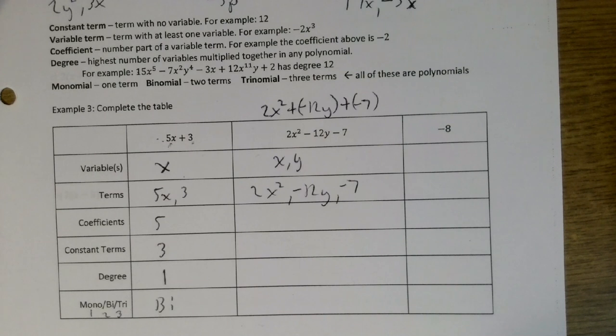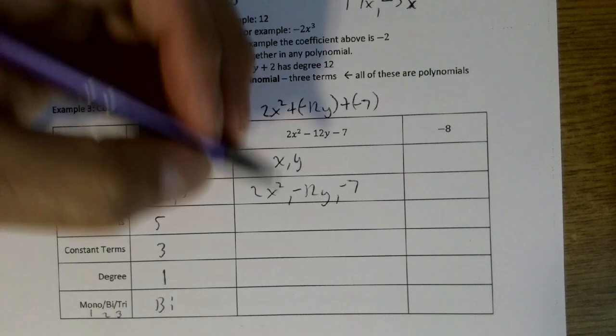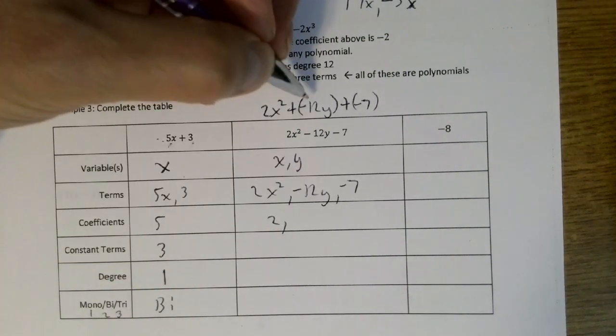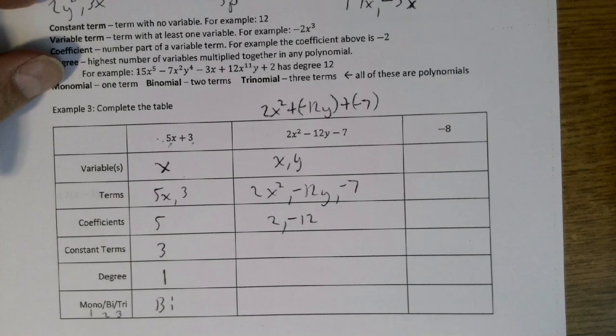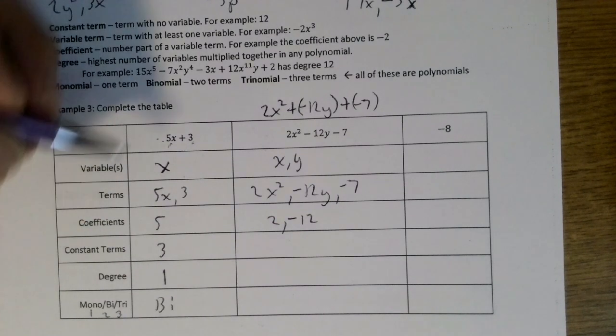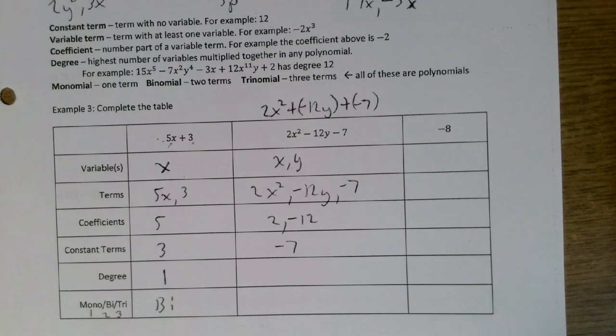Coefficients. Coefficients are the number parts of the variable terms. So we've only got two variable terms here. One of the numbers on them is 2. The other number is negative 12. Don't forget that negative. Okay, and constant term, that's without a variable, so that's going to be negative 7.